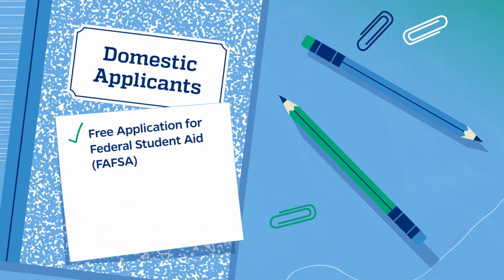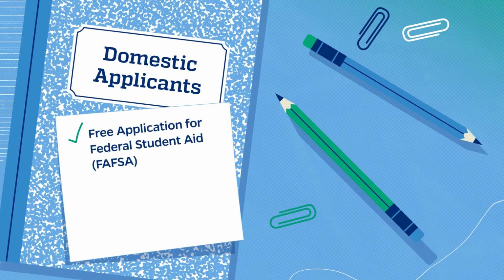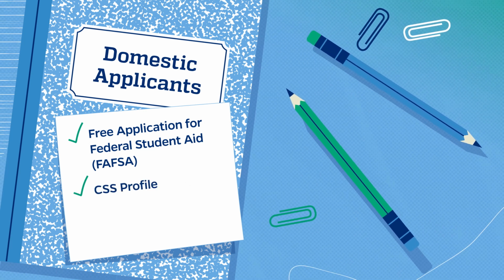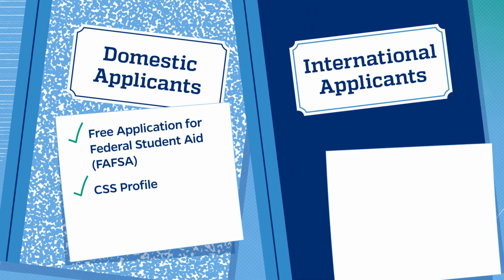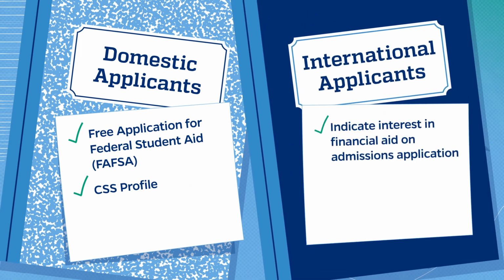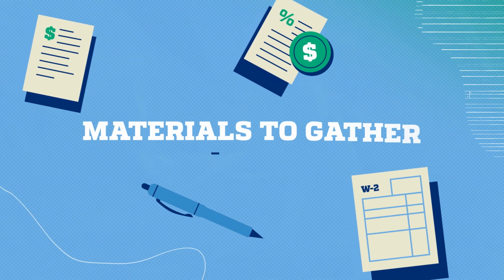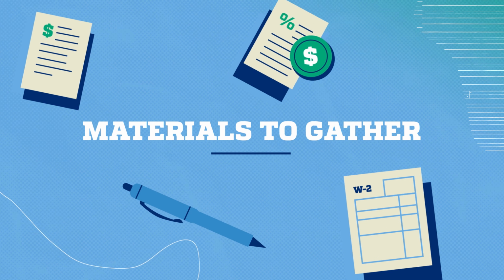Domestic applicants must submit the Free Application for Federal Student Aid, which you may know better as FAFSA, and the CSS Profile. International applicants must indicate their interest in financial aid when they apply for admission and submit the CSS Profile. In some cases, for both domestic and international applicants, we'll require additional financial information. If that's the case, you'll get an email after you submit your financial aid application letting you know what we need. Let's dig into each of these a little more, including any materials you should plan to gather before submitting your application.